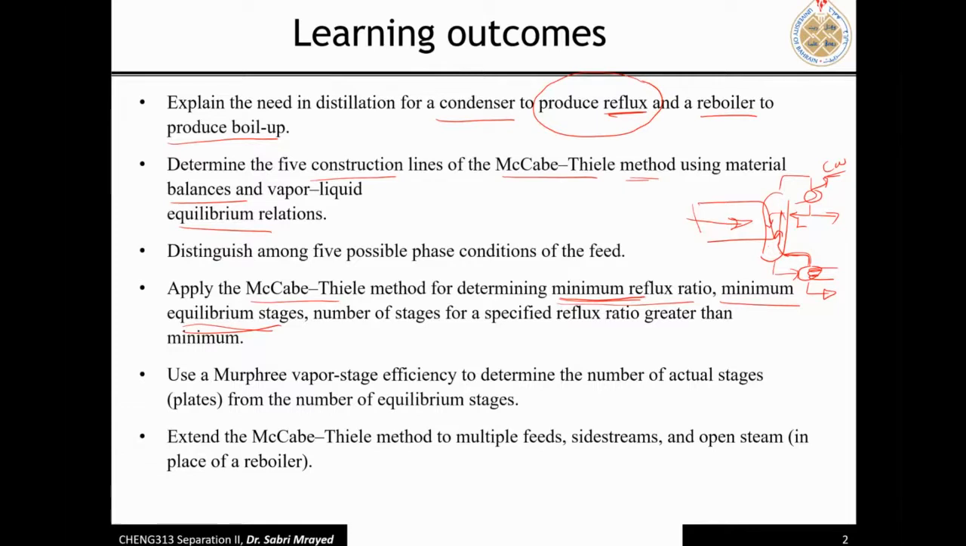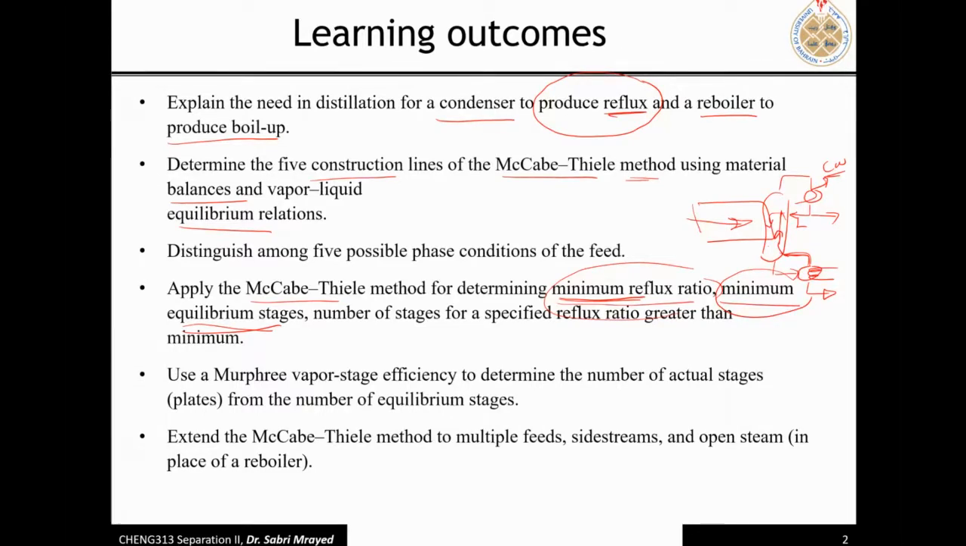Otherwise, you might not get any convergence, and the program will run forever without getting any solution. In some cases, the only reason the software is not converging is that one of these numbers is beyond the limitation. That means either you specified by mistake the number of stages below the minimum number of stages, or you specified the reflux ratio that you want to work on below the minimum reflux ratio. So you want to know how to determine these two parameters, so you can avoid working beyond this zone.